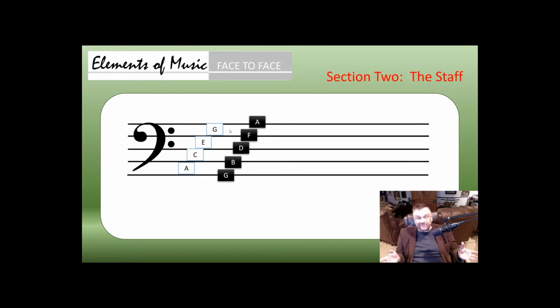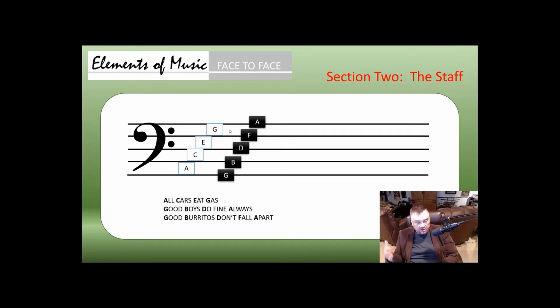Now, obviously, neither of these spell a word, but you guessed it, there's acronyms for these as well. For the spaces, all cars eat gas. For the lines, good boys do fine always, or my favorite, good burritos don't fall apart. So all cars eat gas, good boys do fine always, good burritos don't fall apart. It doesn't matter to me which one you use, but it's going to be beneficial to you to memorize these as quickly as possible so that you aren't spending a lot of time searching and trying to find the notes.